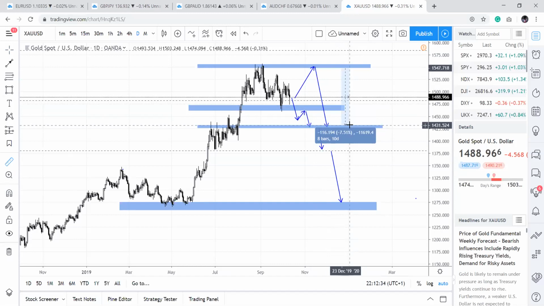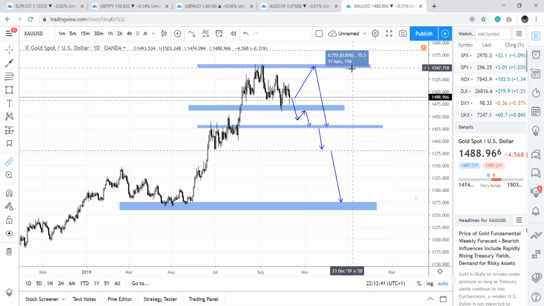You can imagine me using one standard lot there. If I use one standard lot and I just take it to this point, at the end of the trade, I'll be having $75,000.